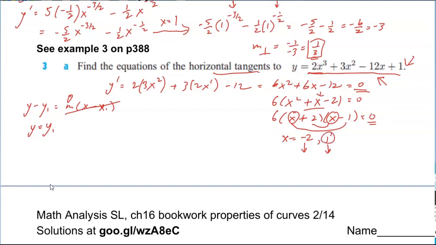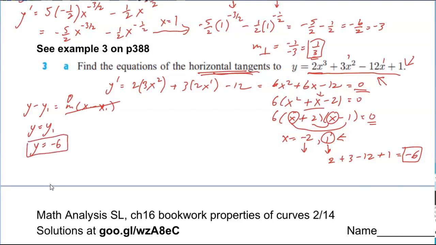If I put 1 in here, 1 in here, 1 in here, it would just be 2 plus 3 minus 12 plus 1, right? So that would be 5 minus 12 is negative 7, plus 1 is negative 6. So one of our y1 values is negative 6. It corresponds to x equals 1. So that means one of our horizontal tangents would be y equals negative 6.